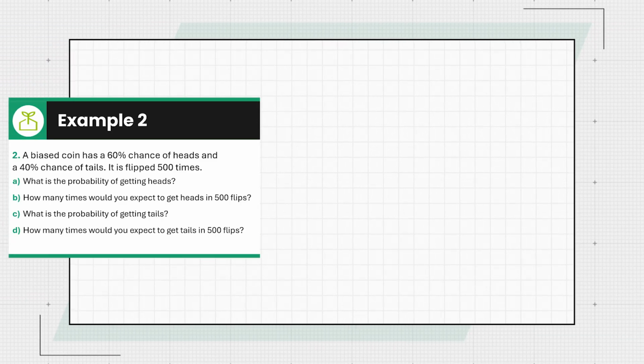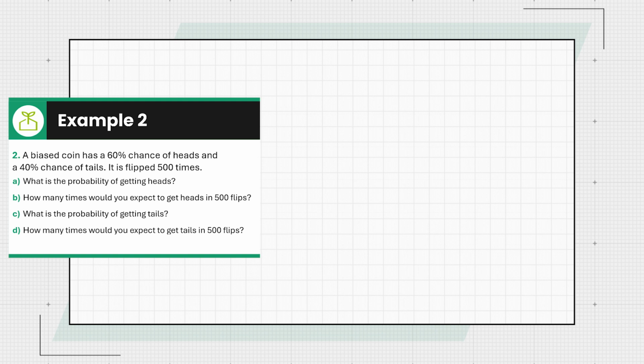Okay, here's one for you guys to practice. We have a biased coin. Biased means one event is more likely than the other. It has a 60% chance of being heads and a 40% chance of being tails, and it is flipped 500 times.